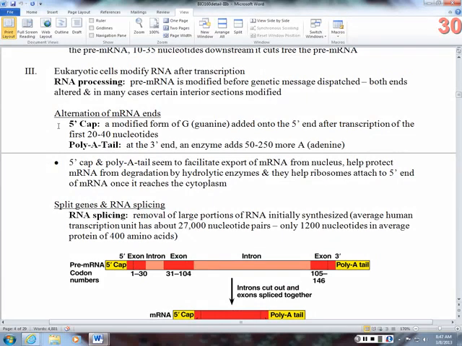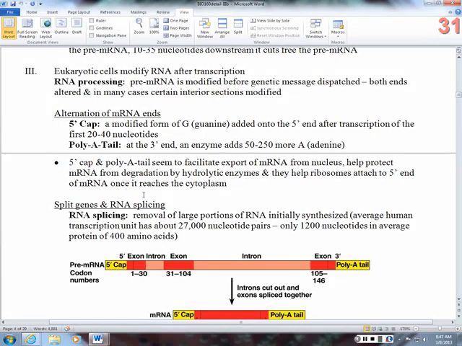So how we alter the ends, you can have this 5' cap, which has a modified form of guanine on there that's added onto the 5' end after transcription of the first 20 to 40 nucleotides. So you can put a cap on the end. The poly A tail in there is going to be at the 3' end, and a lot of times an enzyme is going to come along and add between 50 and 250 more adenines on the end.